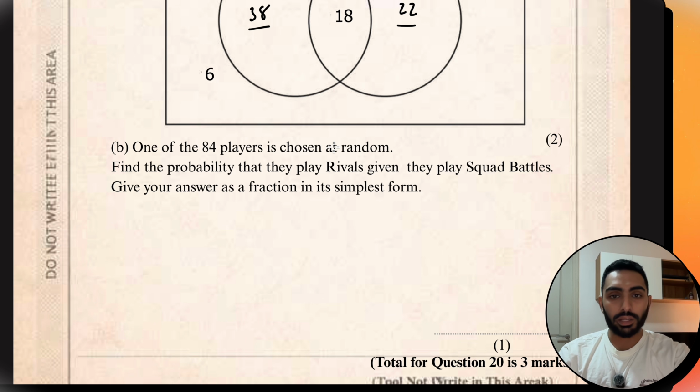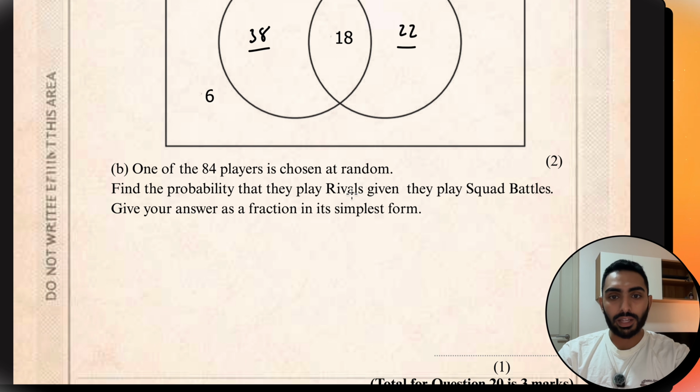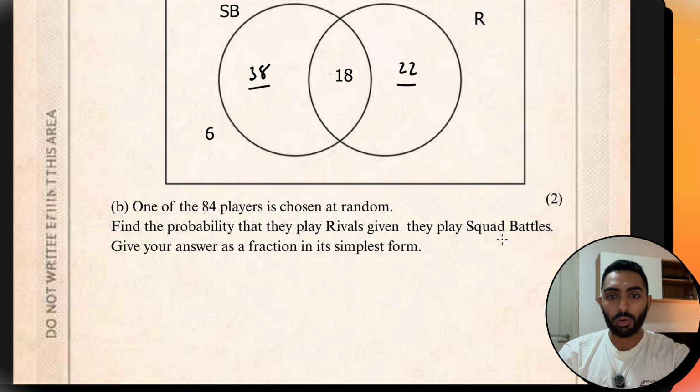Part B, one of the 84 players is chosen at random. Find the probability that they play rivals given that they play squad battles. Give your answer as a fraction in its simplest form. Whenever I do these, I always do my denominator first. I just think it's a little bit easier. I'm going to look at this part here.